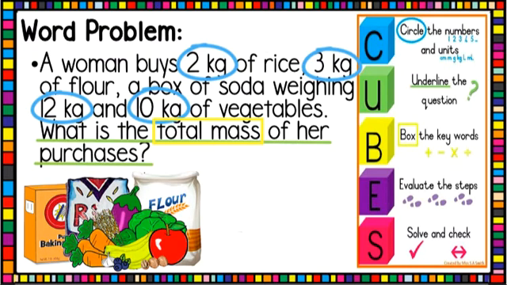E stands for evaluating the steps. So here we think about what operation we are going to use to solve the problem. We are looking for total mass, so total means you add. So we are going to be using addition to solve for the answer. S stands for solve. So we go right ahead and solve the problem.